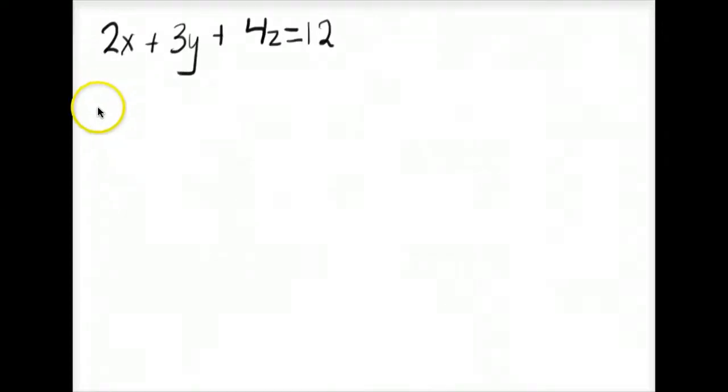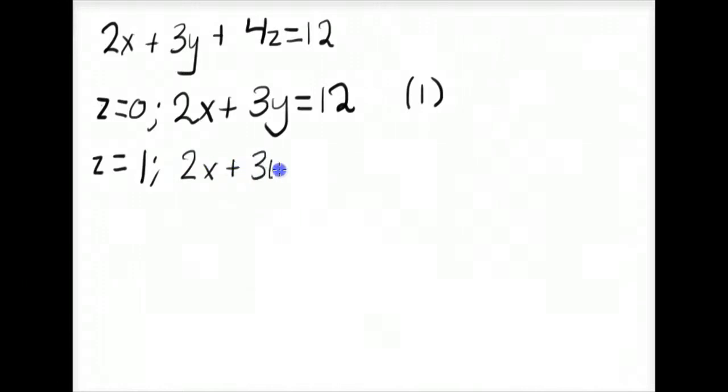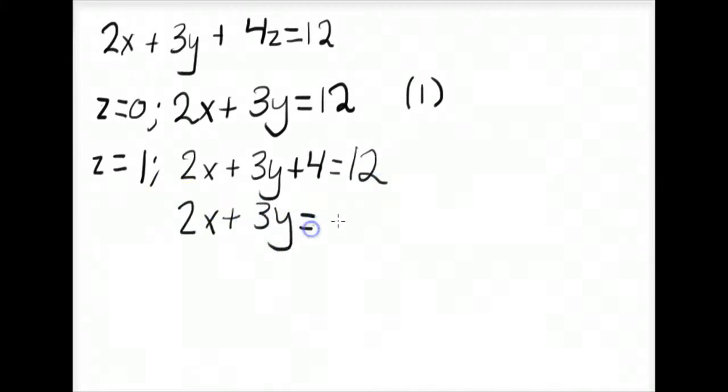Let's say we set z equal to 0. Then we'll end up getting 2x plus 3y equals 12, and I'm going to call this equation 1. Then if we set z equal to 1, we get 2x plus 3y plus 4 equals 12. Solving that, we get 2x plus 3y equals 8, and I'm going to call this equation 2.